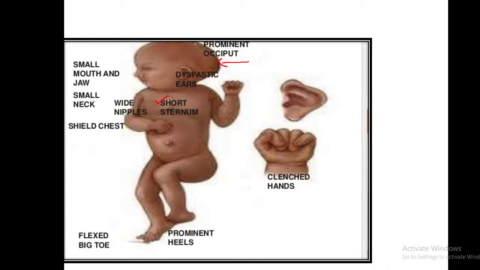Then they have the inappropriate size in the skull. Then they have widely placed nipples. They have small neck size, ഇങ്ങനെ എന്താണ് കഴുത്തായിട്ട് കാണാൻ പറ്റില്ല. Then they have clenched hands, and the ears are dysplastic. കണ്ടോ ചെവിയുടെ സാധാരണ നമ്മുടെ ചെവിയാണെങ്കിൽ എന്താണ് ഒരു ഇങ്ങനെ ഒരു ഷേപ്പിലിരിക്കണം, ഇത് അങ്ങനെയല്ല, കുറച്ചിങ്ങനെ തെള്ളി നീണ്ടൊക്കെ ഇരിക്കും.